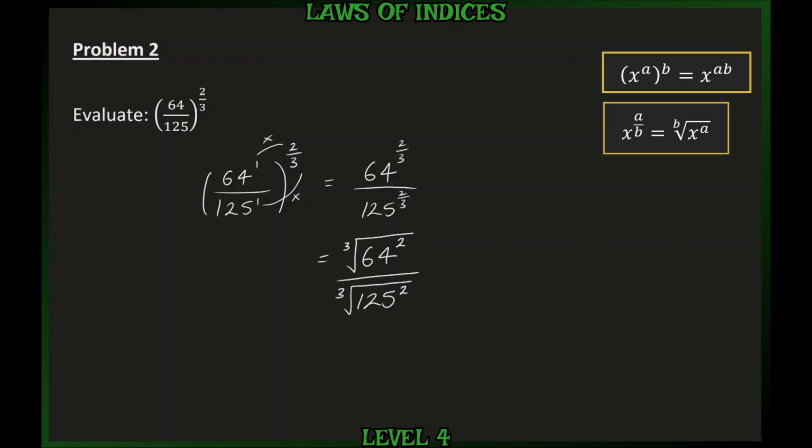Now starting with the cube roots, the cube root of 64 is 4, because 4 times 4 times 4 is 64. So the numerator becomes 4, still with a power of 2 on it. And in our denominator, the cube root of 125 is 5, because 5 times 5 times 5 is 125, and this also has a power of 2 still on it. Simplifying further, 4 squared is equal to 16. 5 squared is equal to 25, and so the answer to problem 2 is 16/25.